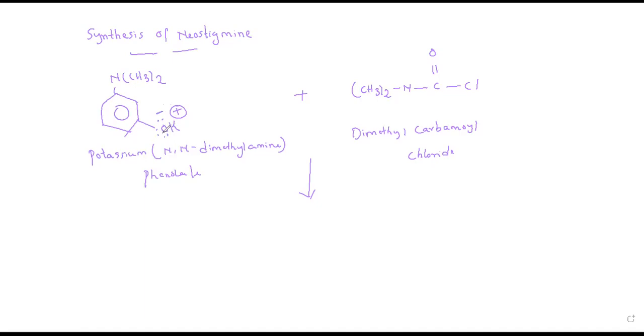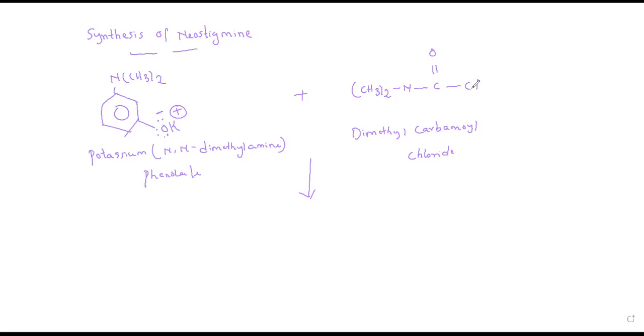Why? Because as oxygen is more electronegative, it has a tendency to attract the electrons from this particular bond which is present between oxygen and potassium. Therefore, oxygen will get 3 lone pairs of electrons with a negative charge, right? Now, look at the structure of dimethyl carbamoyl chloride. So, you compare the electronegativity between carbon and chlorine.